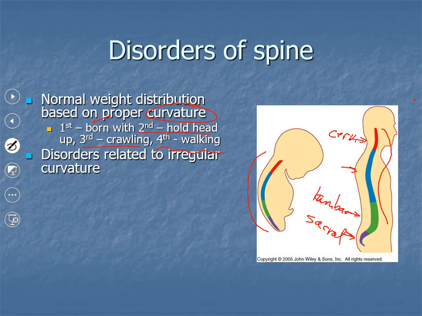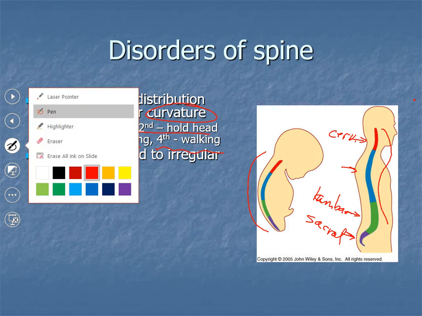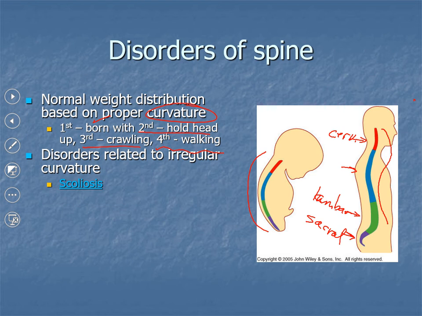Most spine disorders are related to some sort of irregular curvature. So this is the normal weight distribution, and that allows you to carry the load. The most common irregular curvature is called scoliosis. Scoliosis is a condition. We'll see if my link works here.